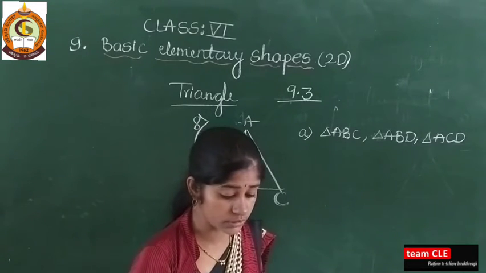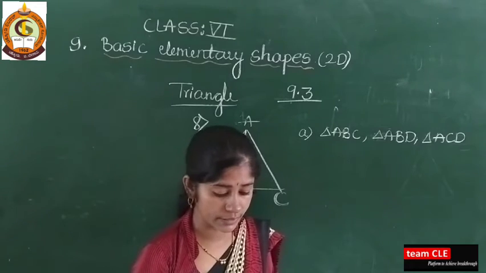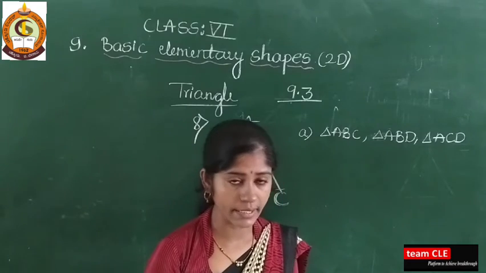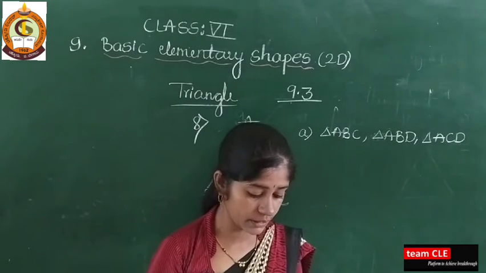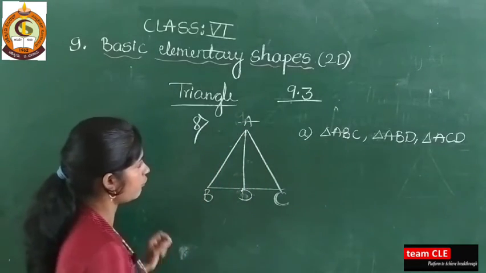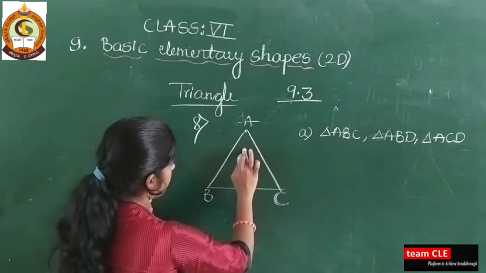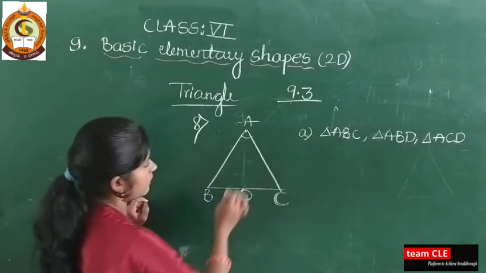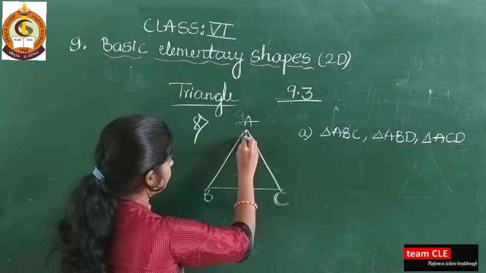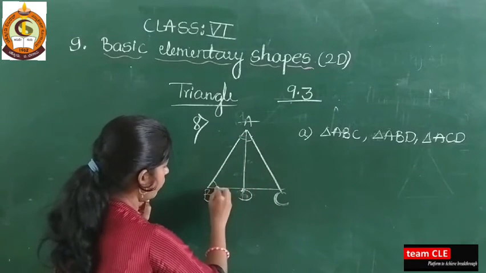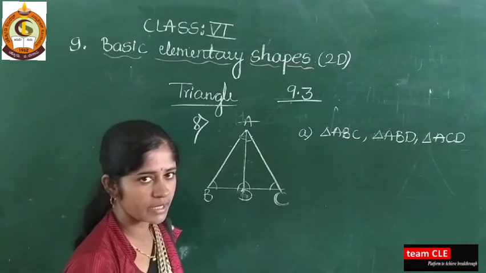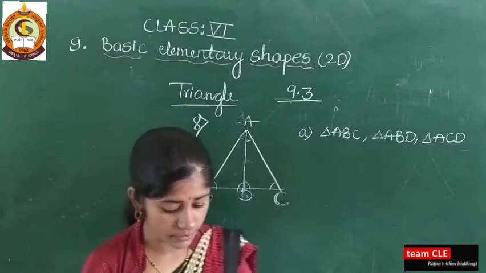Next, one more question is there, in the interior of triangle ABC. What is the question? 8th main B: write the names of 7 angles. So see how many angles are formed here. For example, 1. Next again how many are there? See, 2, 3, 4, 5, 6, 7. So total 7 angles are formed here.